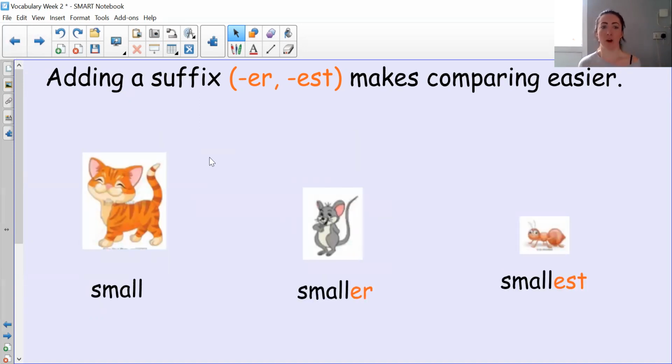Now we are using words to describe the general size of these animals. So what does this adjective say to describe the cat? That's right, the cat is small. The mouse is, did you say smaller? Amazing, the mouse is smaller, and the ant is the smallest. Well done.